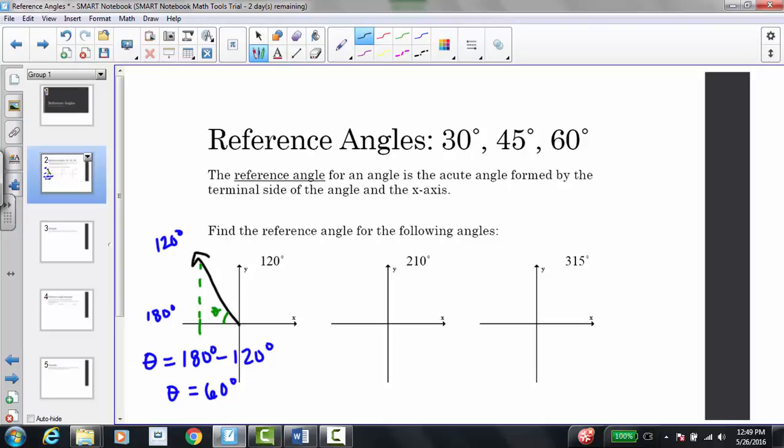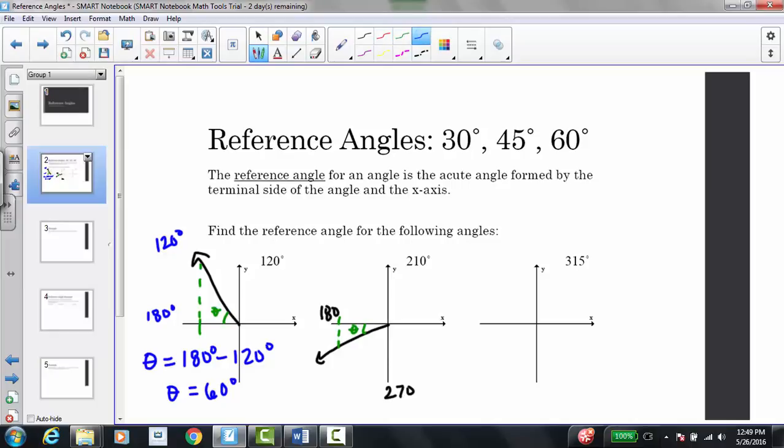And we can do the same thing for 210 degrees. 210 degrees is between 180 and 270 degrees. So it's going to be somewhere in our third quadrant. We're going to go ahead and drop that perpendicular line to our x-axis, which means our reference angle, again calling it theta, is that angle located right there.